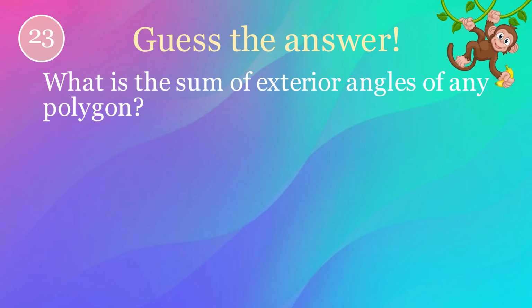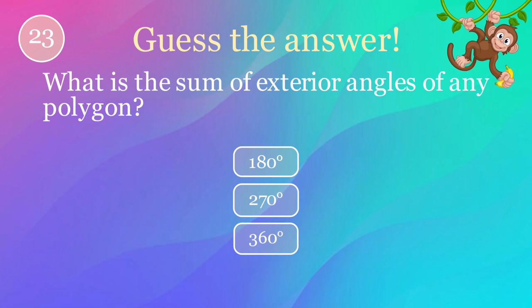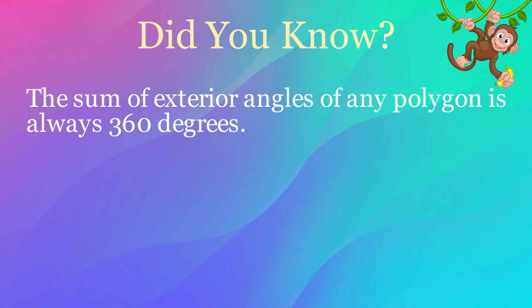What is the sum of exterior angles of any polygon? 180 degrees. 270 degrees. 360 degrees. The correct answer is 360 degrees. Here's an interesting fact. The sum of exterior angles of any polygon is always 360 degrees.